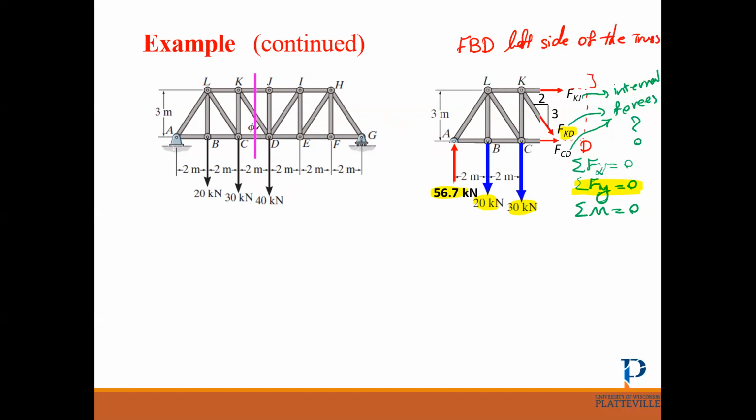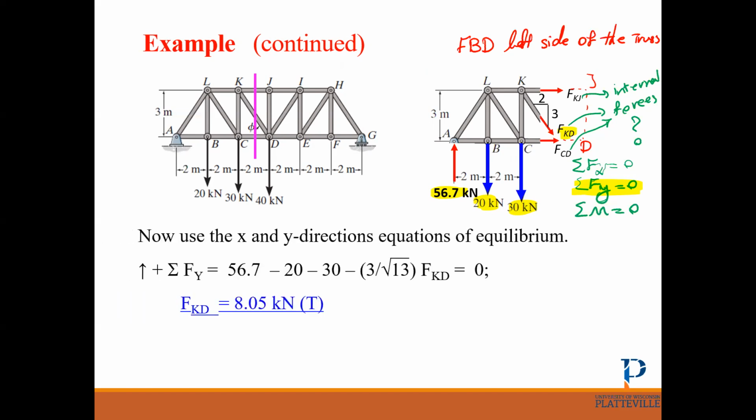So let's start with sum of Fy and see how we can solve this one. Either you can find theta, tangent inverse of theta, because all the distances are given, so you can find theta, or another method, and write sum of Fy. All right, let's see what you get from sum of Fy and how much is FKD. So if we write the sum of Fy, you get FKD is 8.05 kilonewton. All right, what's the next step?